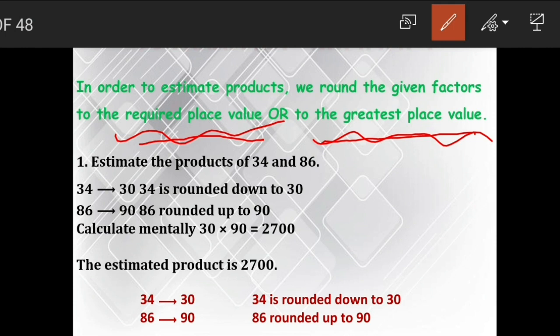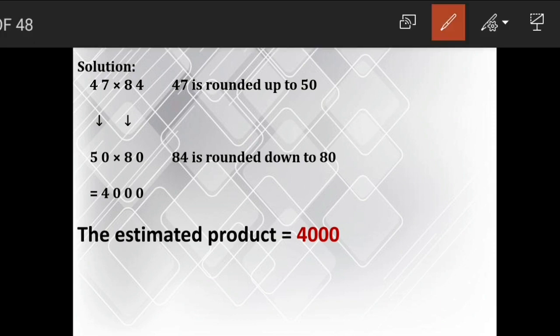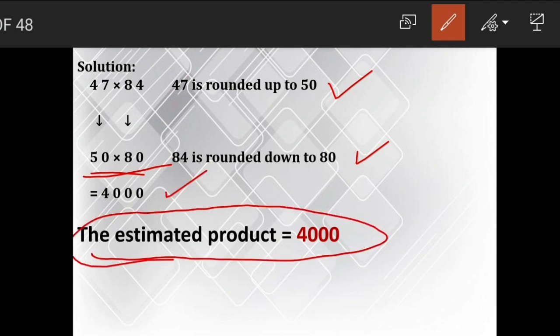So estimate the product of 34 and 86. 34 when rounded off to the nearest tens becomes 30 and 86 becomes 90. So we will calculate the product. 30 into 90 will be 2700. We will take one more example. 47 into 84. When we round off 47 to the nearest tens, we get 50, and when we round off 84 we get 80, and when we multiply both we get 4000. So the estimated product is 4000.